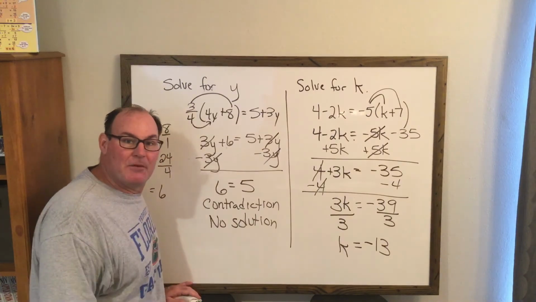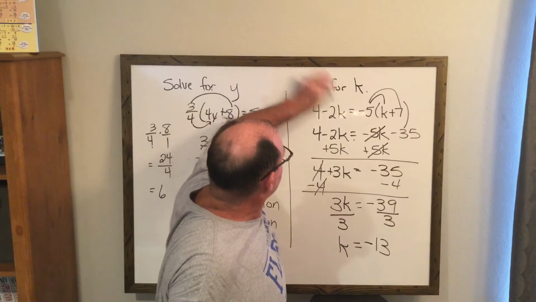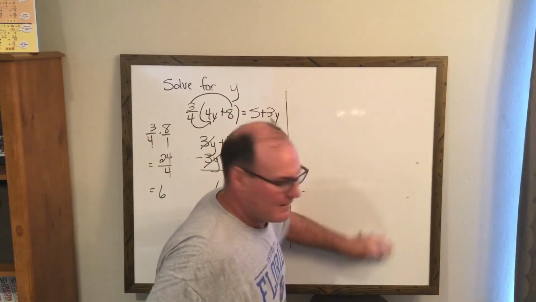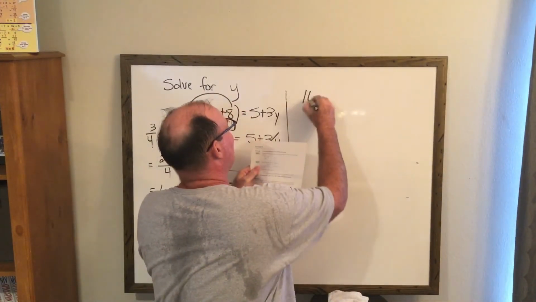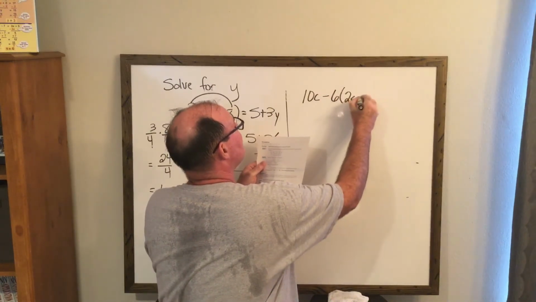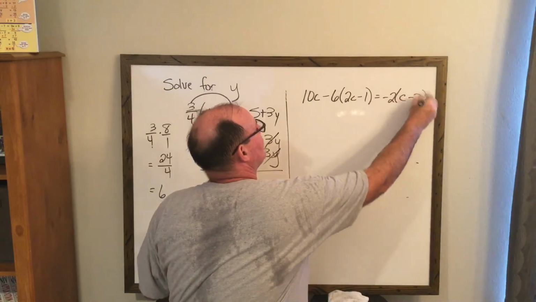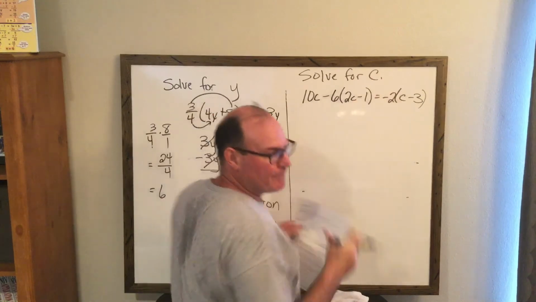I've got one more example that I'm going to do for you. And so we're going to come over here. We're going to erase this problem. And this last problem looks like this. Let's say I have 10c minus 6 times 2c minus 1 is equal to negative 2c minus 3. And we are asked to solve this one for c.